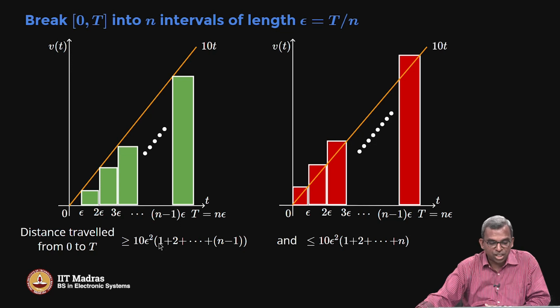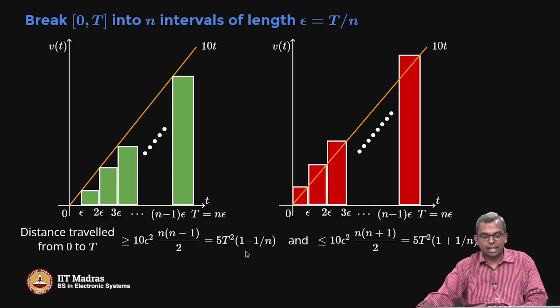Now this summation has a simplification, right? Some of you might be familiar with it. We've used it before, I think. This summation is n minus 1 into n by 2. This summation is n into n plus 1 by 2. Okay, so this can be simplified, and that's the expression.